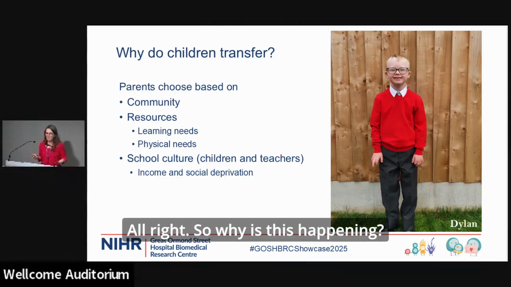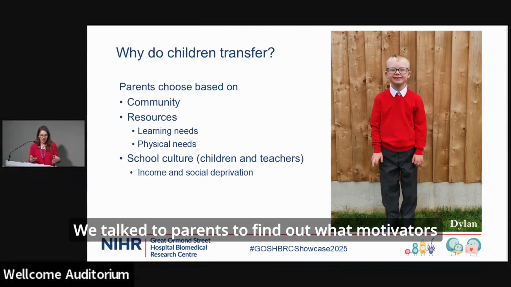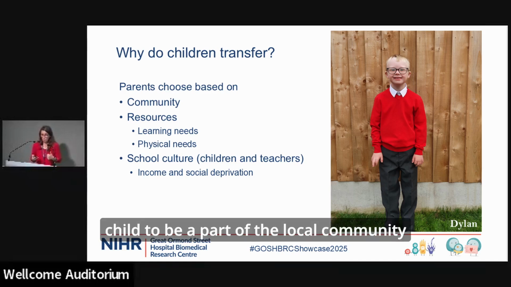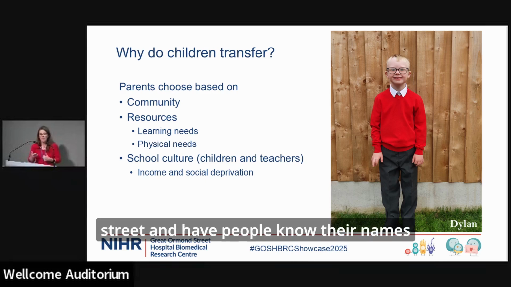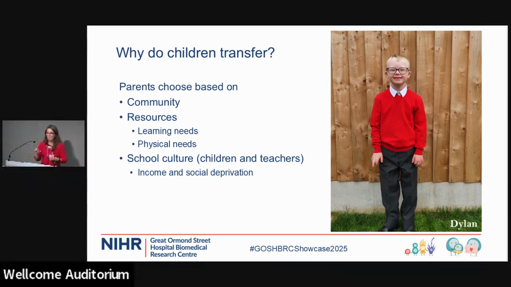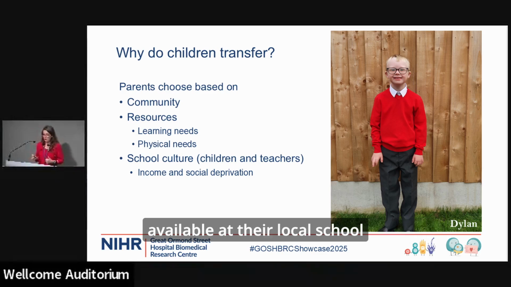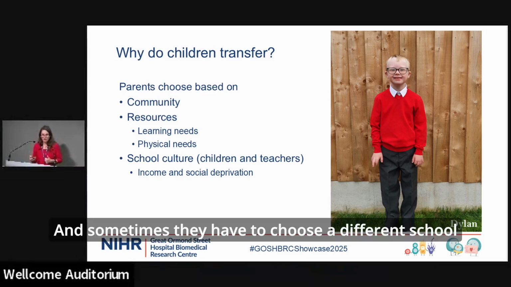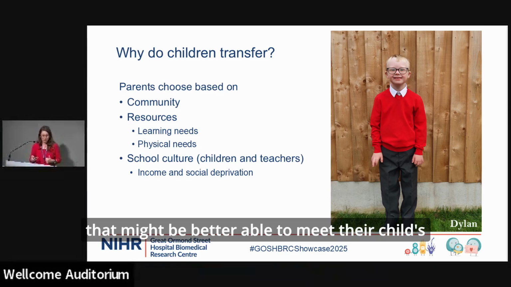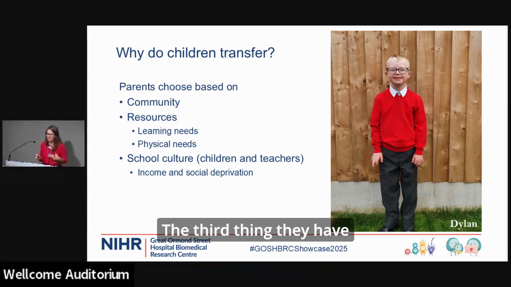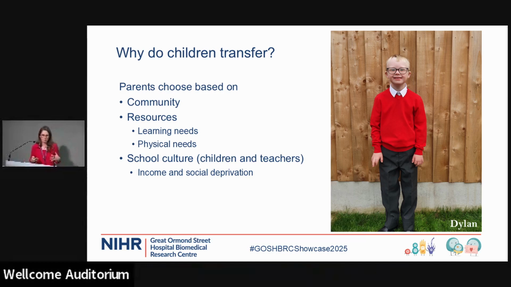All right, so why is this happening? We talked to parents to find out what motivators helped them choose schools, and they listed 3 things. First, they really do want their child to be a part of the local community. They want them to walk down the high street and have people know their names. But they have to take into account the resources available at their local school. And sometimes they have to choose a different school that might be better able to meet their child's learning and physical needs. The third thing they have to consider is school culture.